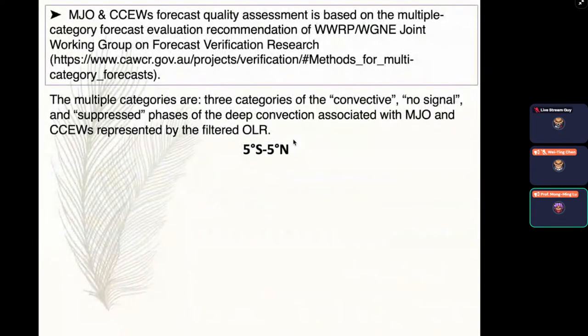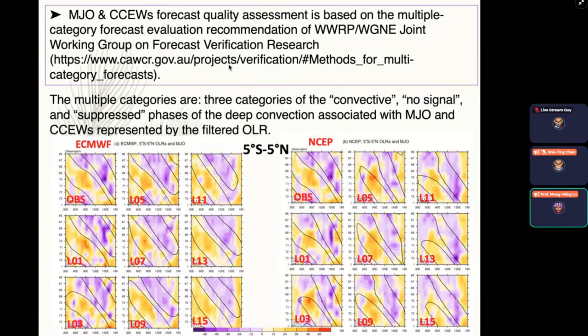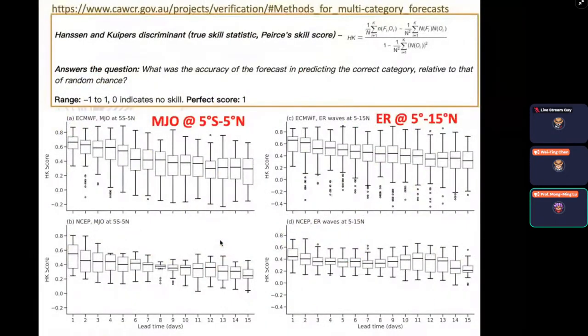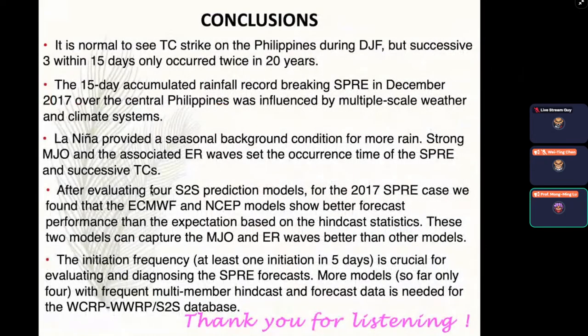The other evaluation is of the MJO and the equatorial convective waves, based on a multiple category forecast evaluation method. For the forecast evaluation, we check the Hovmöller diagram for all the prediction lead times and use the HK score to measure the MJO and ER forecast. Again, the forecast for the 2017 case is better than for the other years.